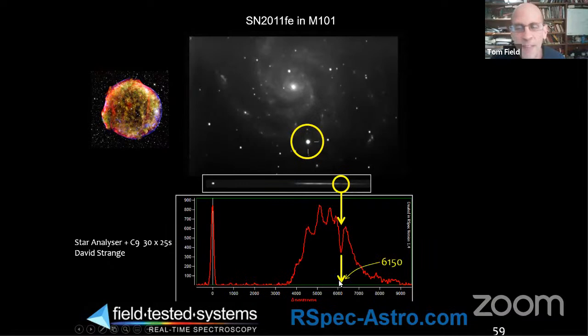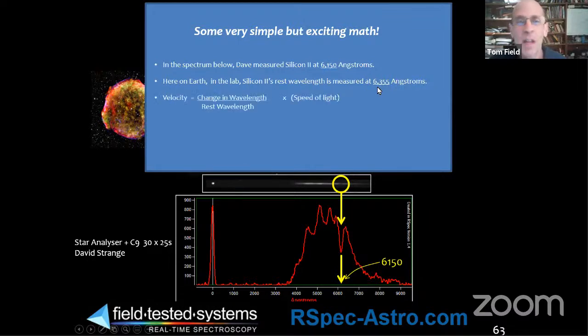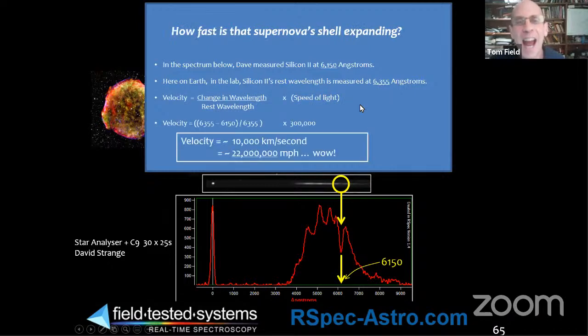First of all, we noted the wavelength of that dip at 6150. Then we looked up online what the wavelength of silicon would be if, for example, Bunsen had burnt beach sand. That's hard to say. So that's the stationary wavelength of silicon being burnt. Now, the difference between those is Doppler shift. Something's moving. I couldn't remember the Doppler shift formula, but Wikipedia is your friend, and you plug the numbers in, and now we have measured the blue shift of the shell of that supernova as it races towards us. This shell is expanding at 22 million miles per hour, and we've just measured it on a backyard telescope.